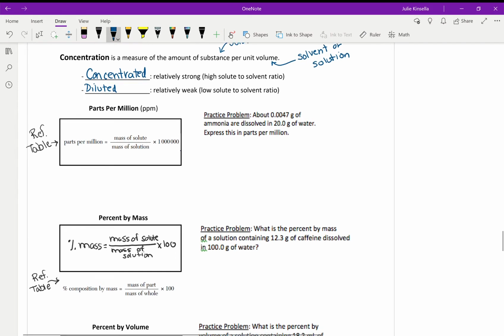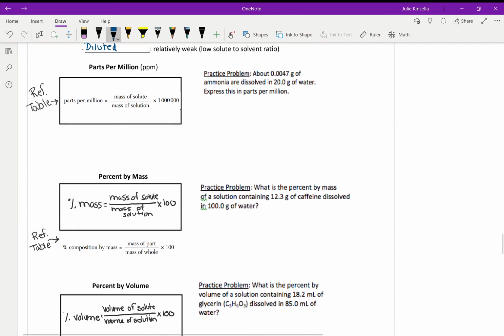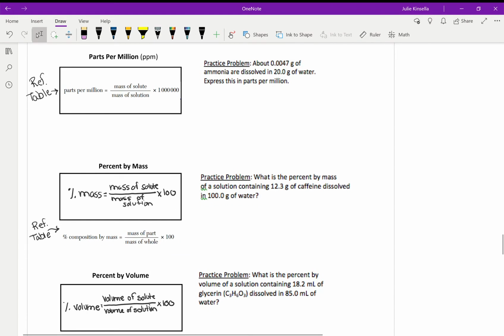This very first calculation focuses on parts per million. Usually we use this if we have something that's in a very small amount in a really big amount of solution or solvent. This formula is right on your reference table and they make it very clear what's going where. We're looking at parts per million, which is the mass of the solute over the total mass of solution times a million.